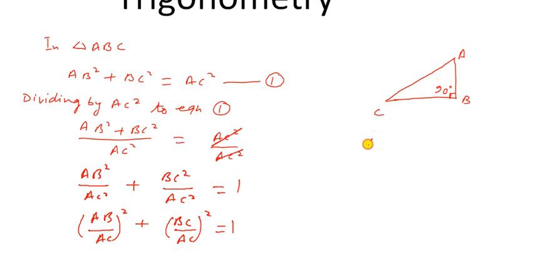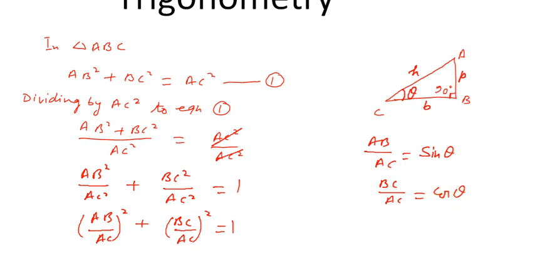So what will happen in this triangle? You can see AB upon AC. AB is perpendicular for this angle. Suppose this angle is theta, and the base is this one and it is your hypotenuse. So AB upon AC, that is the perpendicular upon hypotenuse, that is sine of theta. Similarly BC upon AC, that is cos of theta.